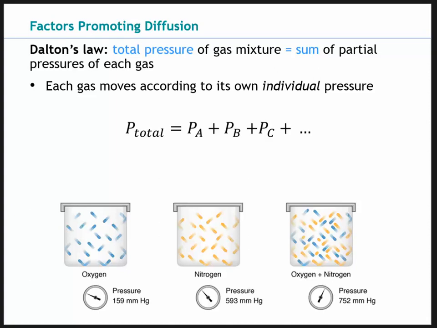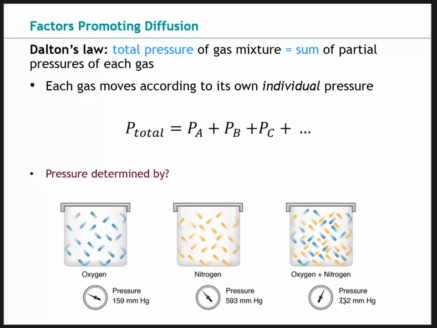The pressure of an ideal gas is determined by its collision with the container. That's how we know what the pressure of oxygen is in this container. We have 159 millimeters of mercury. Then we look over here at nitrogen, and we see nitrogen has a pressure of 593 millimeters of mercury. When we add those two together, the total increases based on their own individual pressures. So even though they're in the same container, they have their own pressure.